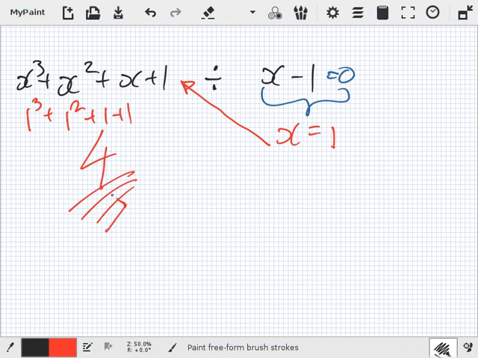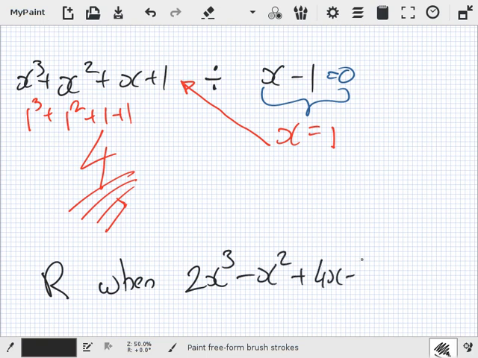So I'll just give you one to practice. I want the remainder when 2x cubed minus x squared plus 4x minus 1 is divided by x minus 2.